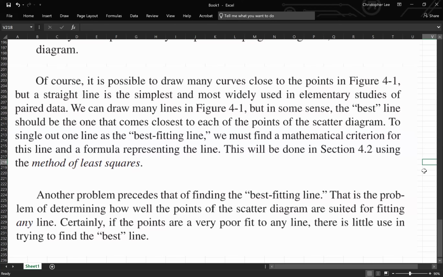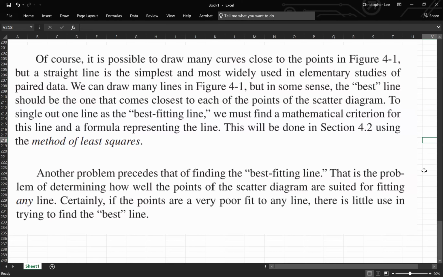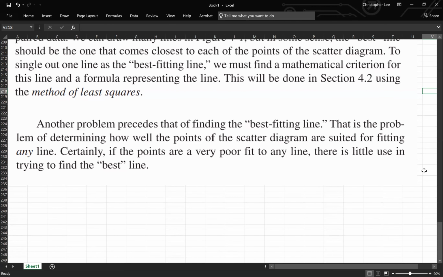All right, so look, of course, it is possible to draw many curves close to the points in the figure, but a straight line is the simplest and most widely used in elementary studies of paired data. We can draw many lines in the figure, but in some sense, the best line should be the one that comes closest to each of the points of the scatter diagram. So to single out one line as the best fitting line, we must find a mathematical criterion for this line and a formula representing the line. This is going to be done in the next section, right? Using the method of least squares.